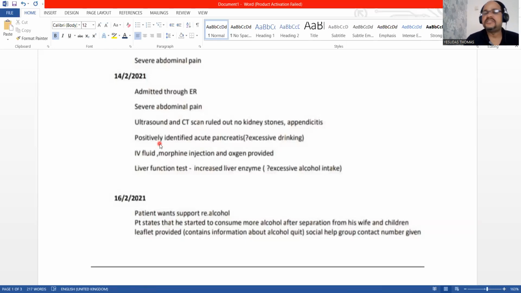The diagnosis of the patient is acute pancreatitis because of excessive drinking. That's a possibility. Now, you have managed with rehydration therapy, morphine injection, and oxygen therapy. So palliative measures have been taken, oxygen given, IV fluids given. Now, the LFT, the liver function test, confirmed that liver enzymes, LDST, increase. So this also may be because of excessive alcohol intake. So these are all the things that we have seen on 14th, the day of admission.